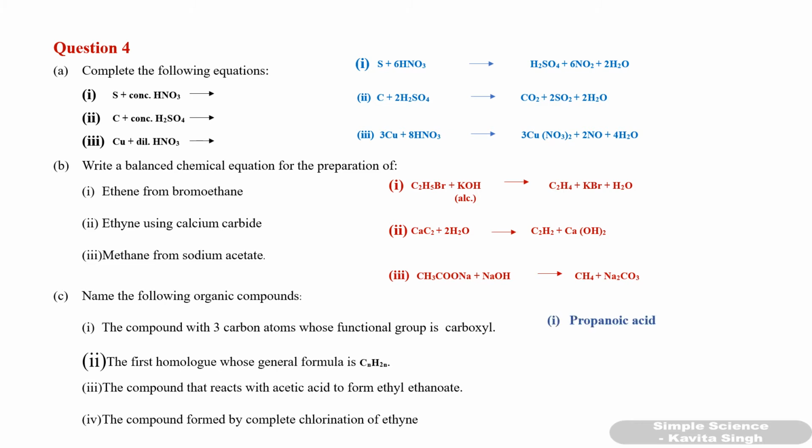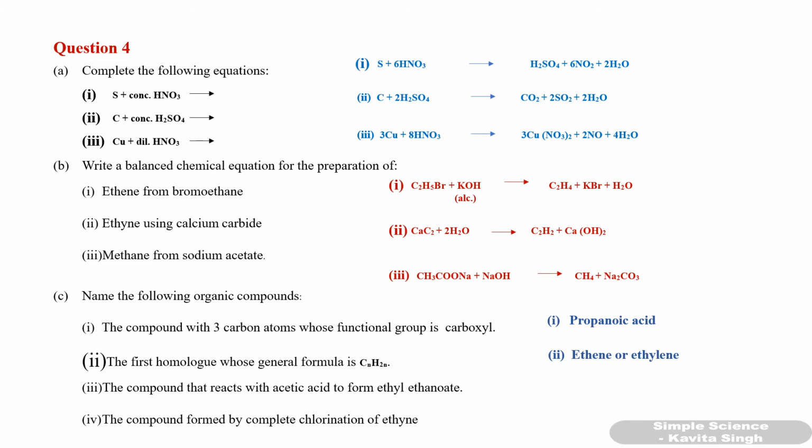Second, the first homologue whose general formula is CnH2n. CnH2n will be an alkene. Okay, and first homologue is ethene. Double bond between two carbon. Okay. Third one, the compound that reacts with acetic acid to form ethyl ethanoate.